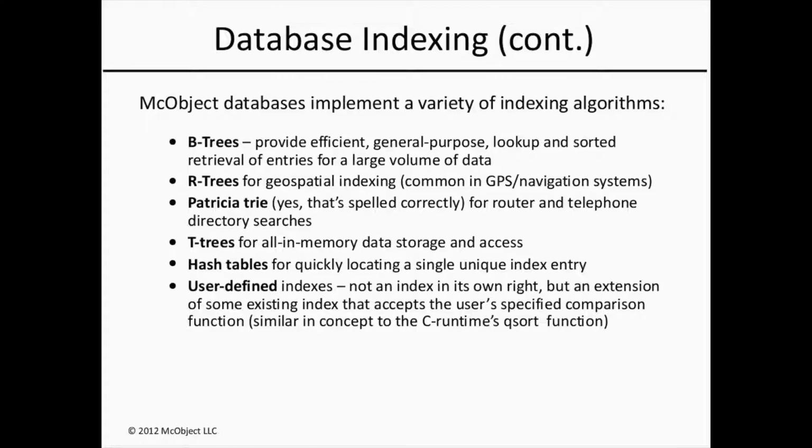T trees are appropriate for all in-memory data storage and access. Whereas the design goal of a B tree is to minimize I/O, the design goal of a T tree is to minimize memory use. Hash tables can quickly locate a single unique index entry. Hash indexes can be faster and use less memory than either of the types of tree indexes. And then custom indexes are B trees that allow the application to define the collating sequence or the sort order of the entries rather than defaulting to a simple lexicographical or numerical sorting. And we'll look at a couple of examples of where being able to control that comparison function could be useful.